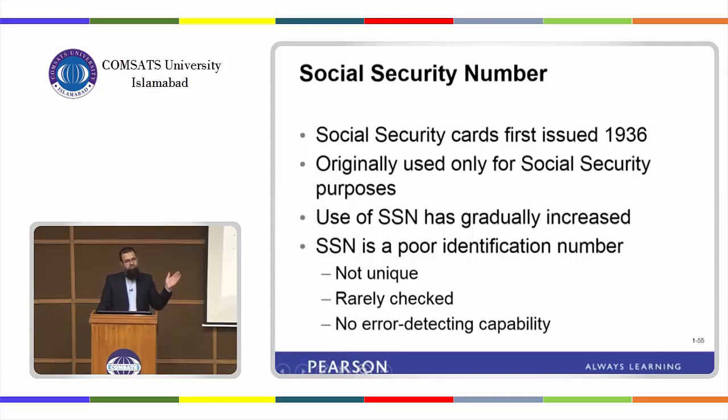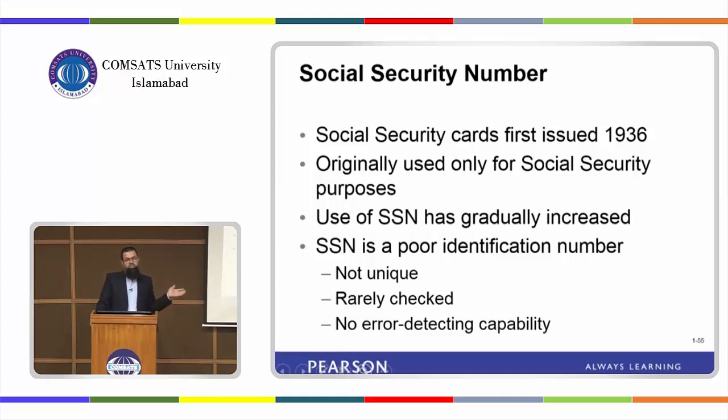So that social security number was initially actually to support the unemployed people and to give them the social support. That was the objective. It was not the intention to make it a unique ID for an individual, but it was just for the social purpose. But later on, it was used as a personal identification number, that is, a unique ID.